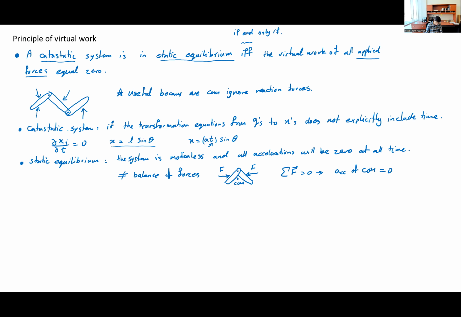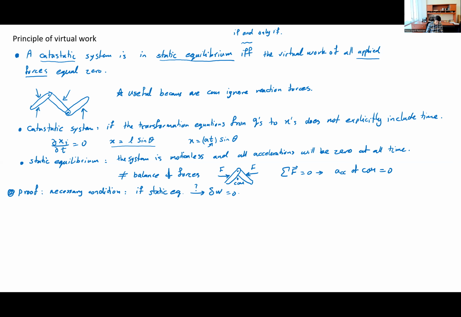To prove that, here's the proof. We have two ways to go. One is the necessary condition and the other one is the sufficient condition. So let's look at the necessary condition. We want to see if we are in a static equilibrium, does this imply virtual work is 0? That's what we want to do as the first step.